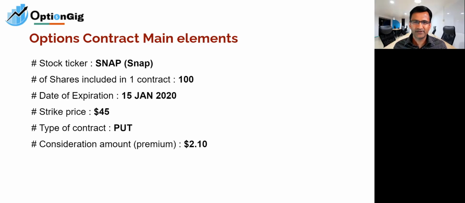If you are buying something, you're getting a right to do something. You're getting a privilege to do something. Nothing is free in this world. To get that privilege, you gotta pay money. And the person who is giving you the privilege, he or she gets the money. So the seller of an option receives the money. The buyer of the option gives the money. So hope that answers.